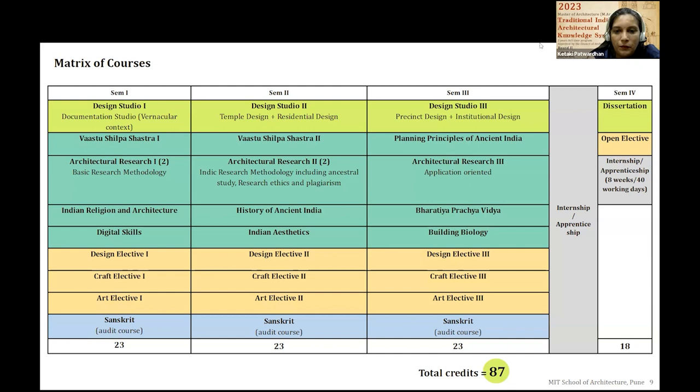Then between the third and the fourth semester, there is an 8-week or a 40 working days internship, which can be undertaken under a practicing architect or a conservationist, an archaeologist, an Indologist, or a person who is working on digital intervention in heritage. And here we are giving flexibility to the students to choose a practice-oriented apprenticeship or a research-oriented one according to their area of interest. And in the fourth semester, along with dissertation, we have open elective where we are offering options like architectural education or Jyotisha Ganita, Ayurveda, and so on and so forth. And the total credits for all the 4 semesters is 87.